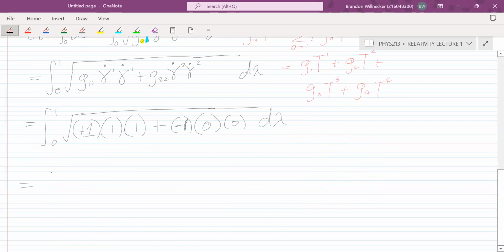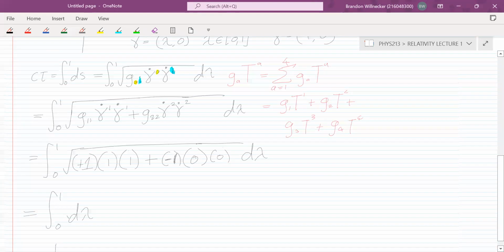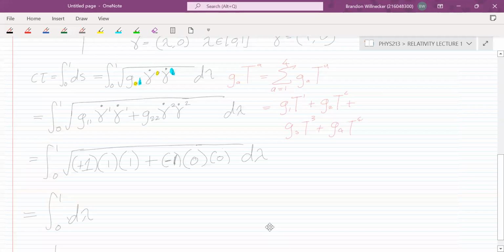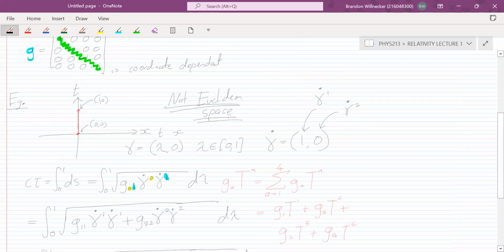Okay, so this is going to be the integral from 0 to 1. And then this is going to be the root of 1, that's just 1, so d lambda, that's going to be 1. Okay, so this has a length of 1. From our starting point to the ending point, the space-time length or the proper length of this trajectory or world line has a length of 1.